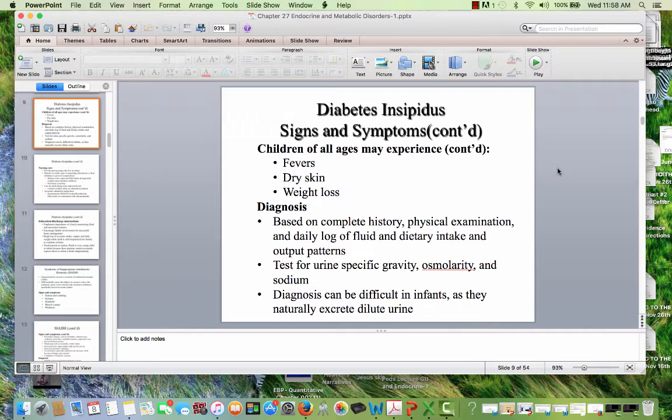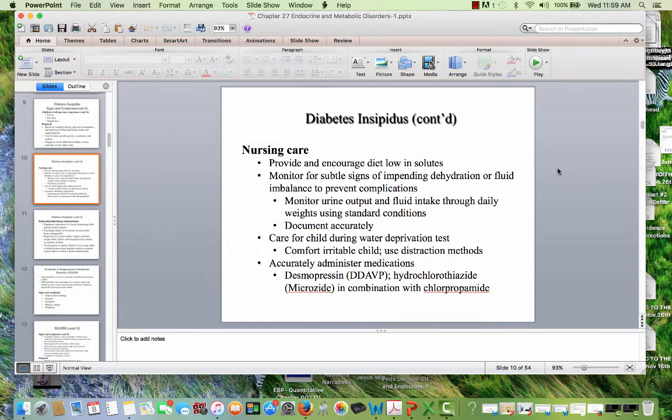It's usually based also on a complete history, the physical examination, a daily log of their fluid and dietary intake. So strict I's and O's is something that you will need to look out for. Test for the urine specific gravity, as I mentioned, and some of these other tests as well that have already been mentioned. So basic nursing interventions is just the recognition of the differences between the two. Now, I'm not going to have you guys go so deep into the differences between central neurogenic and nephrogenic DI. I just want you to have a good understanding of diabetes insipidus in general.